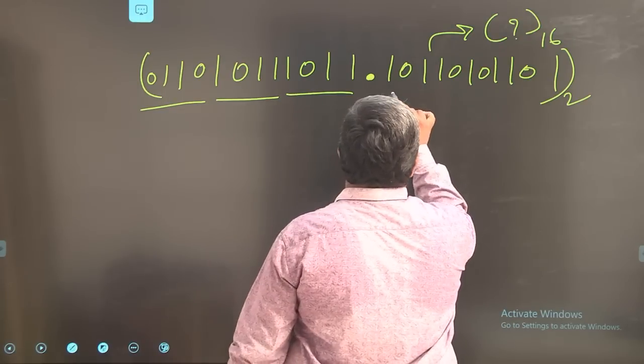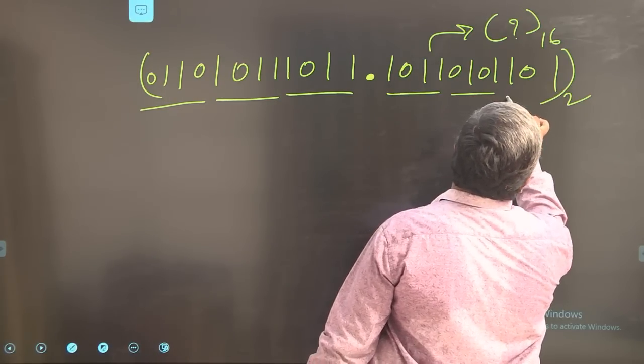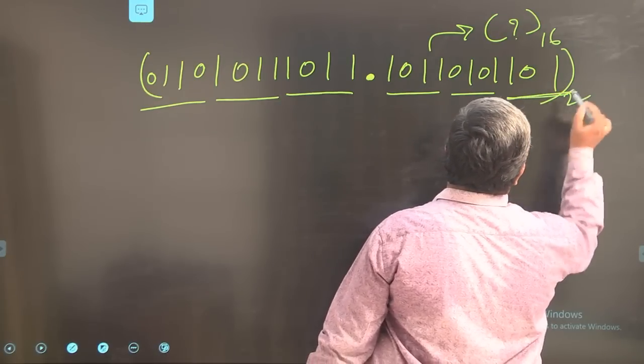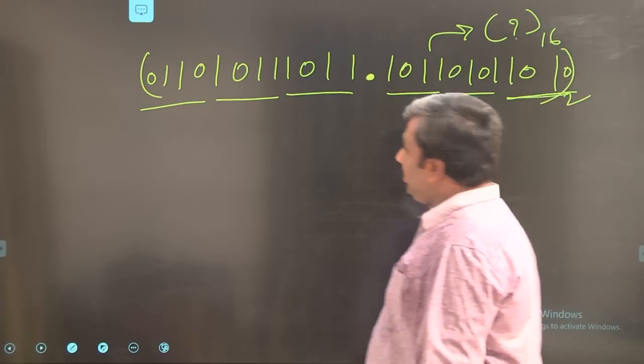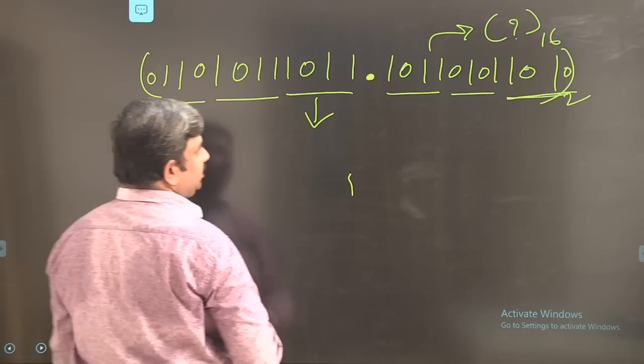Next, toward this side also. This is a 4 group, this is a 4 group. Here you have to make 4 groups. Here only 3 digits are there, so place 0. Okay. Now what is the value equivalent for this one? What is the value equivalent for this one?